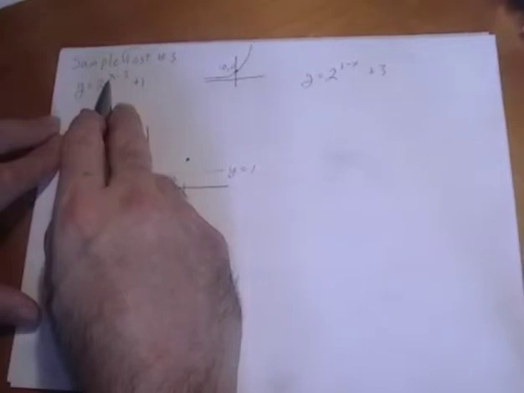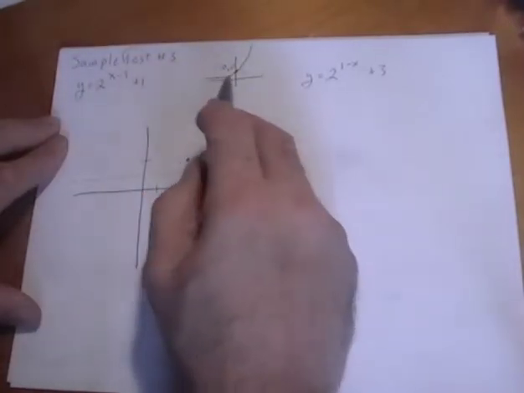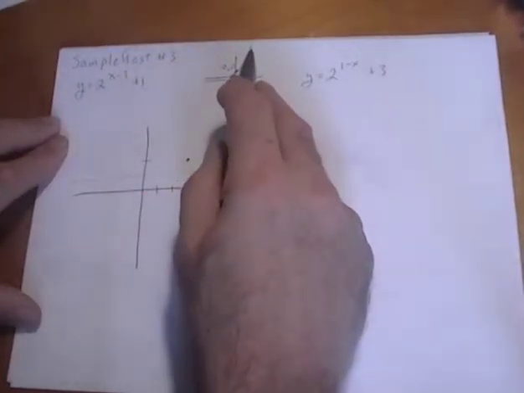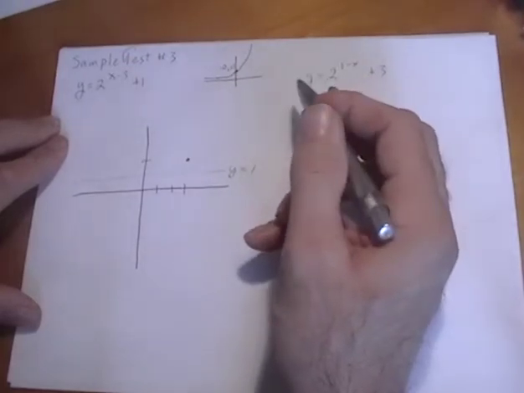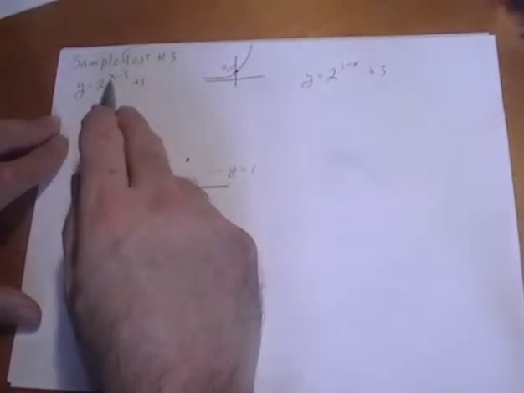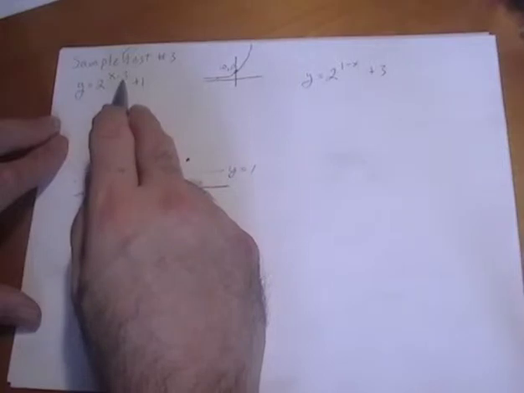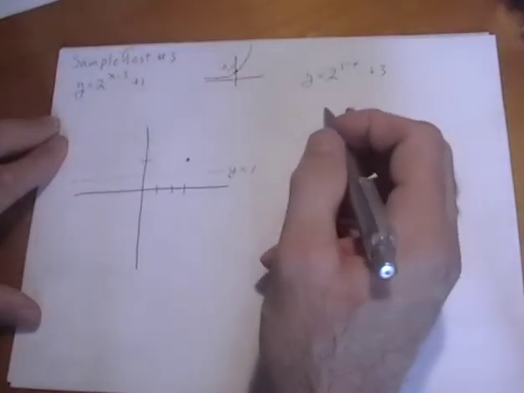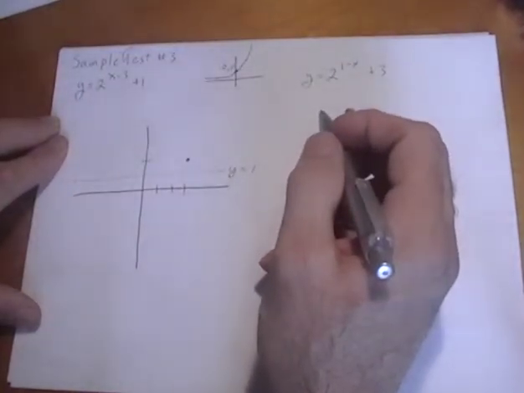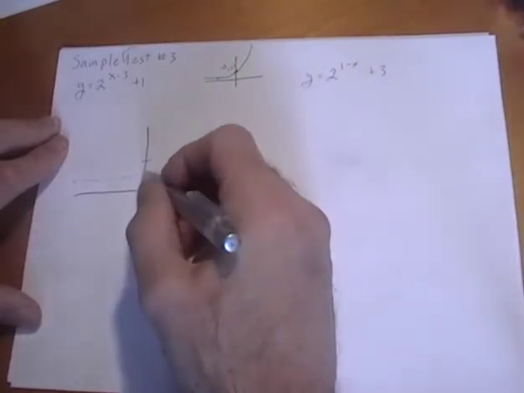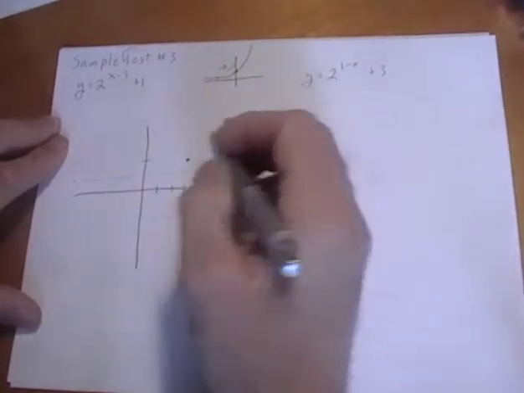I haven't attached a negative to the x, so I still expect exponential growth, though if you'd like, you can try another point. For example, if you let x equal 0, you would have 2 to the negative 3 plus 1. 2 to the negative 3 is going to be 1/8, so I'd be at just 1 and 1/8.